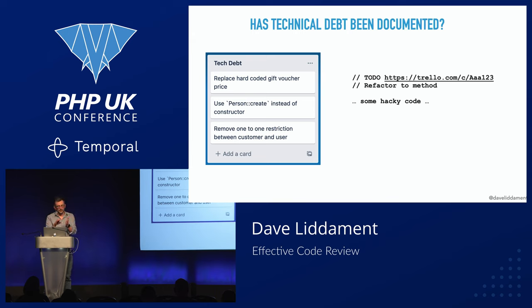This has got two benefits. One, the person reviewing the code sees that it was a deliberate hack and they can debate whether it's a good thing or not. But also, all that technical debt is captured somewhere so that at some stage, hopefully, it can be reviewed.